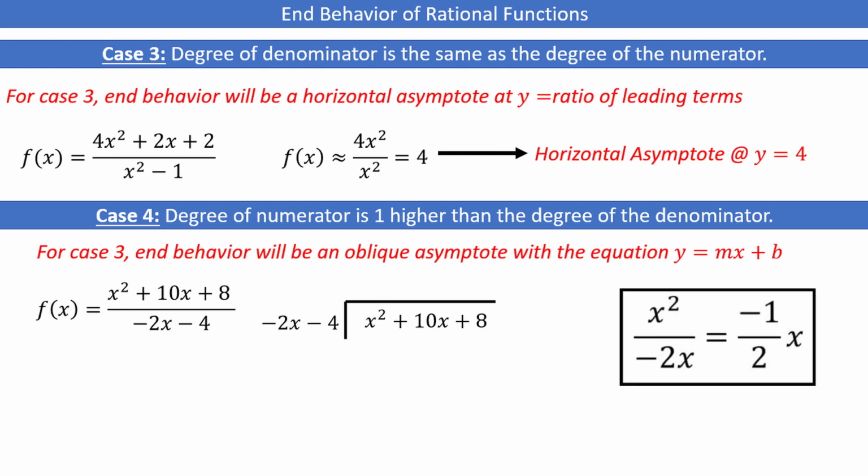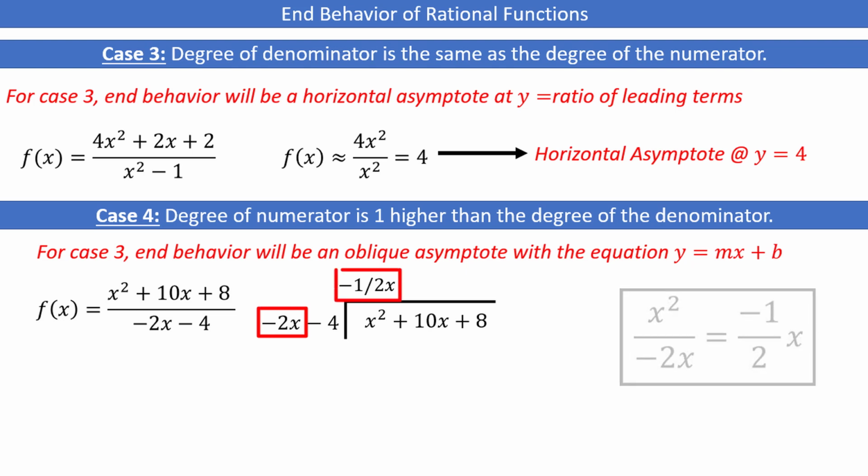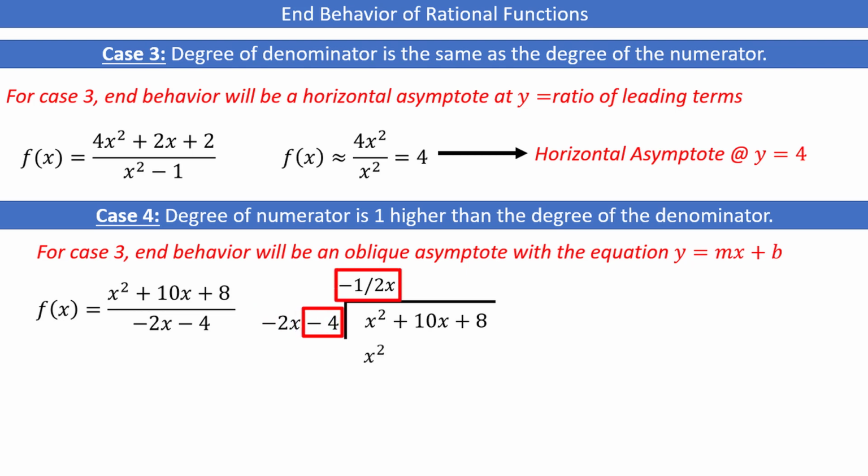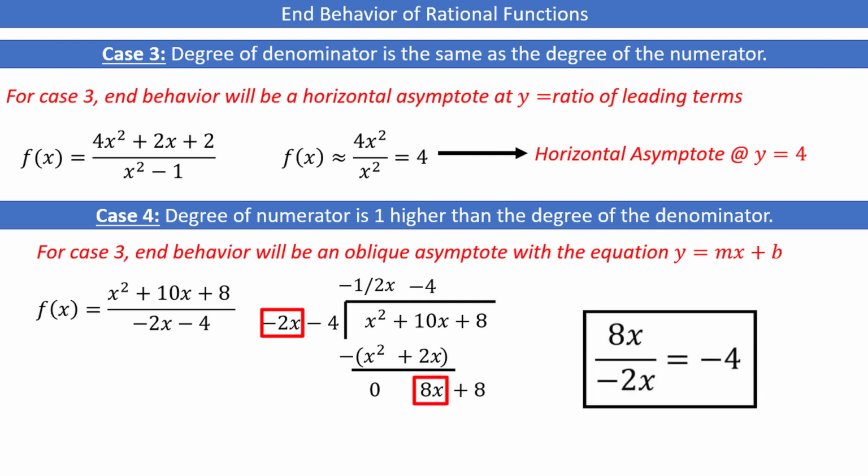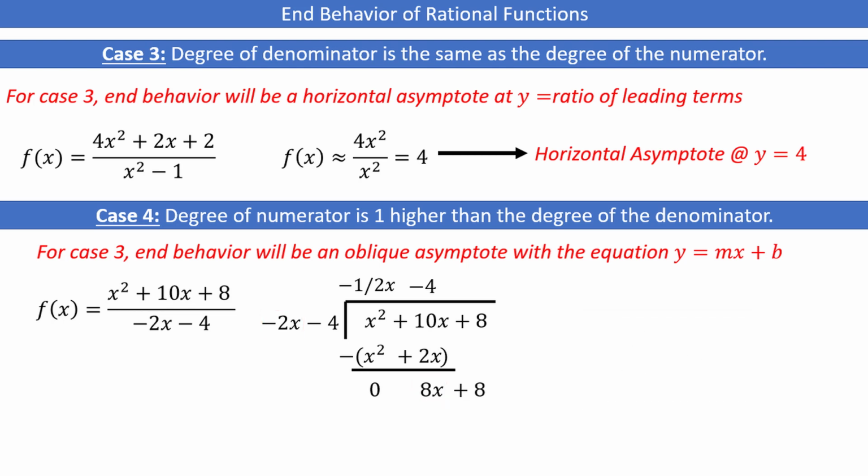x squared divided by negative 2x is negative 1/2 x, which goes on top. Multiplying, we have negative 2x times negative 1/2 x, which is x squared, and negative 4 times negative 1/2 x, which is 2x. Subtracting, we have x squared minus x squared, which is 0, and 10x minus 2x, which is 8x. Then we bring down the 8. 8x divided by negative 2x is negative 4. Once you have all the numbers on top, you can stop the long division. You don't have to complete it. This function has an oblique asymptote at y equals negative 1/2 x minus 4.